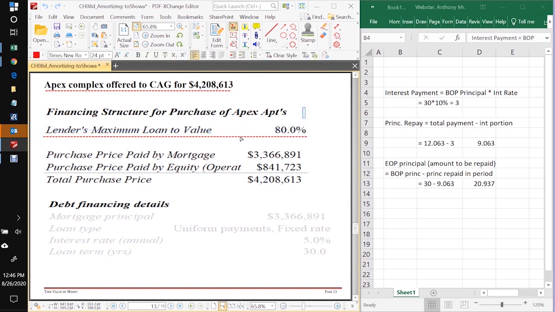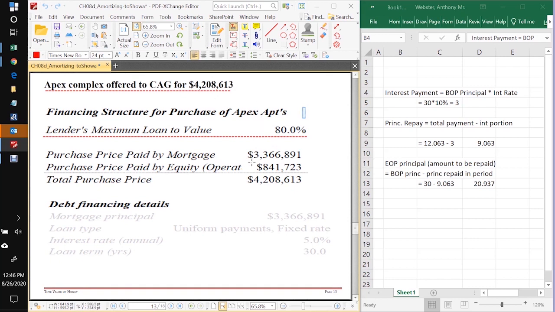So first of all, the mortgage lender agreed that this was a fair market price. Their appraised value was about the same as what CAG was going to pay for it. And the mortgage lender said, to have a safety factor, I'm not going to lend you this whole thing, but I'll lend you 80% of what I think the property is worth.